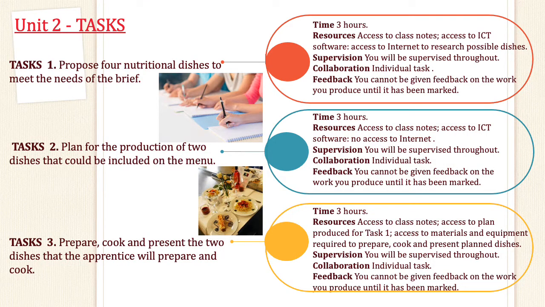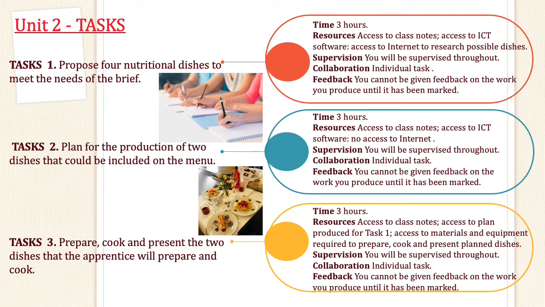The Unit 2 tasks, they'll be divided into 3 different areas, each of which will take 3 hours. So section 1 is for you to propose 4 nutritional dishes to meet the needs of the brief. You'll have access to class notes, ICT software, and the internet to research possible dishes. You will be supervised throughout, and this is an individual task. You cannot be given feedback on the work you produce until it has been marked.